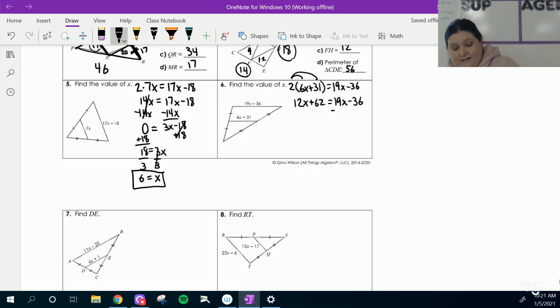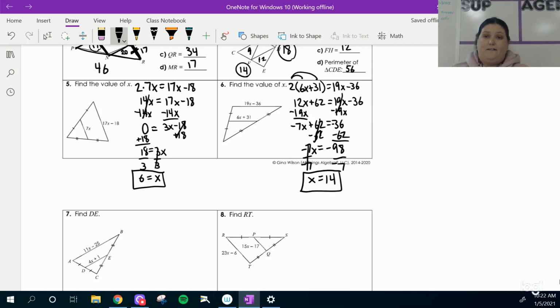Then I'm going to subtract 19x on both sides. So I get negative 7x plus 62 equals negative 36. I'm going to subtract 62 from both sides. So I get negative 7x equals negative 98. I'm going to divide by negative 7 on both sides, and I get x equals 14. And that's all I had to do on that one.